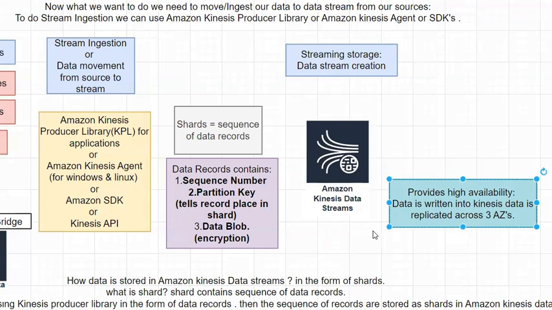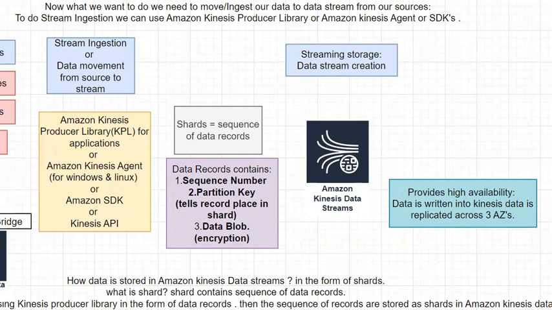Even this Kinesis data stream provides you high availability. How does it provide high availability? Same as S3. Whenever you write your data in the data streams of your Kinesis, the data is replicated across three availability zones. So whenever your data is put under data streams, it is replicated across three availability zones for providing you high availability. So this is one more important point.